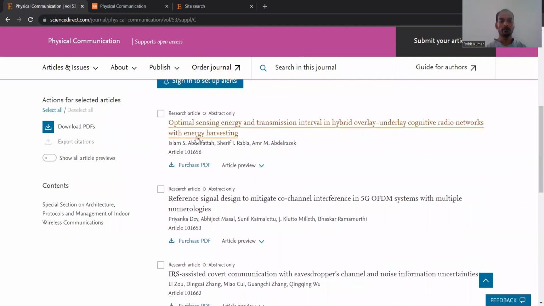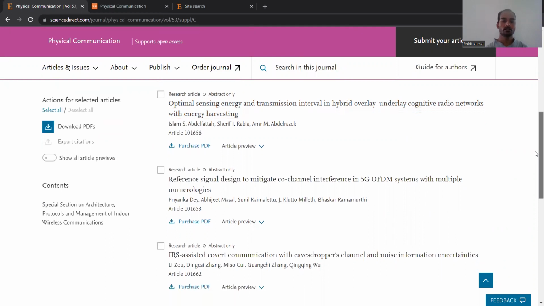So you can see optimality, obviously meaning optimization, but with respect to what? Sensing energy and transmission interval, and a hybrid underlay overlay cognitive radio. So you can see the different technologies, techniques, as well as the types of networks. So if you are working in any of these technologies or kinds of networks, then you can focus on this particular journal.